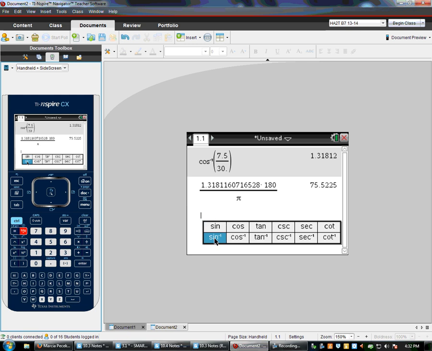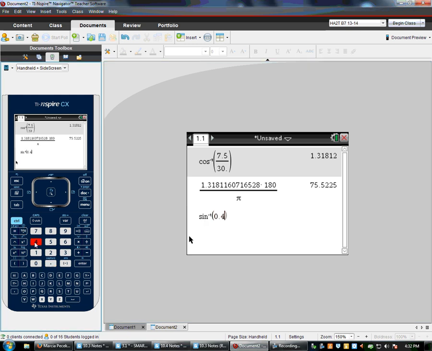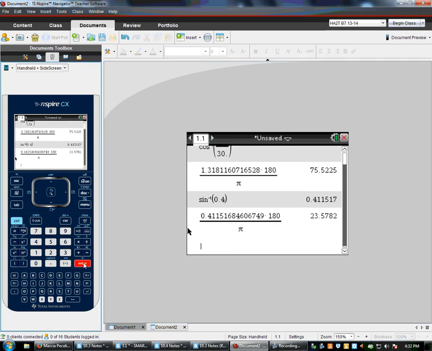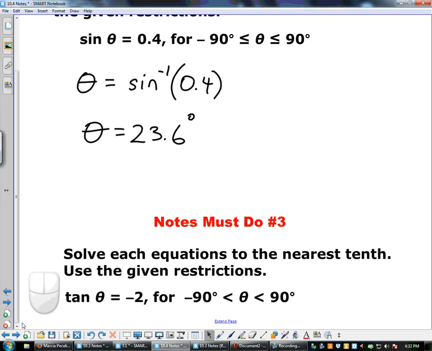We go to trig, sine inverse of 0.4, and we end up getting 0.411, but that is in radians, so I need to convert that to degrees. So I multiply by 180 and divide by pi. And when I do that, I end up getting 23.6 approximately for our answer. 23.6 degrees. All right, that brings up notes must do number 3.